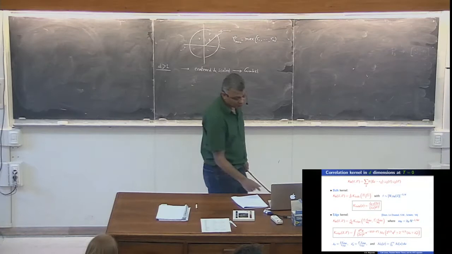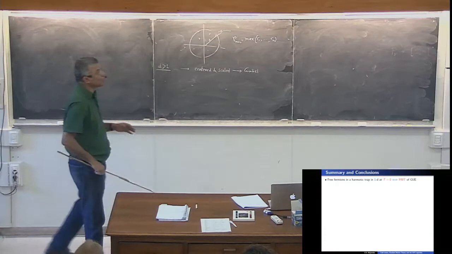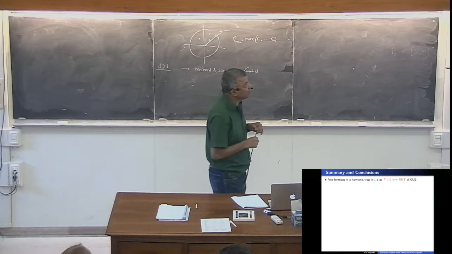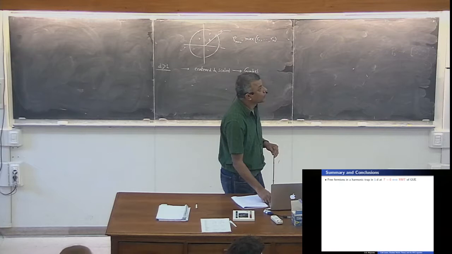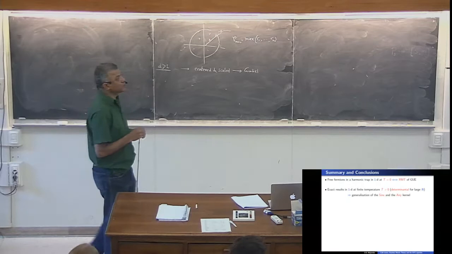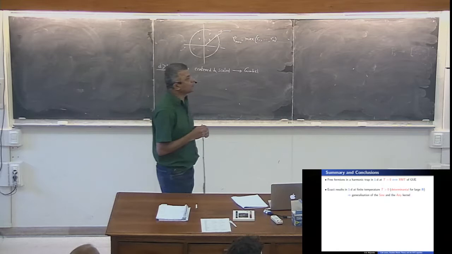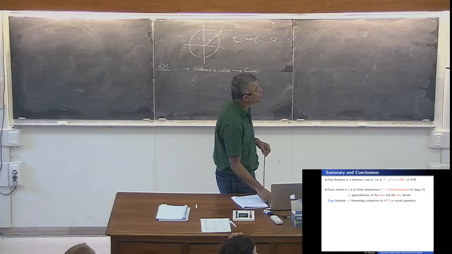So let me just summarize and conclude. As an application, I talked about these free fermions in a harmonic trap in 1D at zero temperature, and there you can see a one-to-one correspondence to the GUE eigenvalues of random matrix theory. You can obtain exact results at finite temperature, and it becomes determinantal for large N, or in the grand canonical ensemble for any N, and you get a generalization of the sine and the Airy kernel of the GUE. And the edge behavior has this interesting connection to the KPZ in curved geometry.